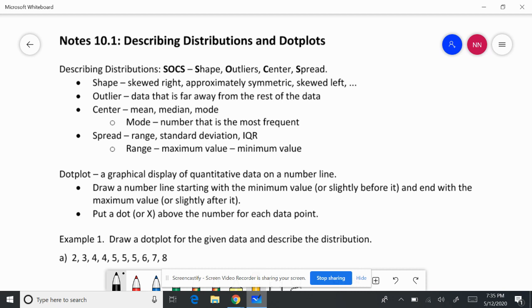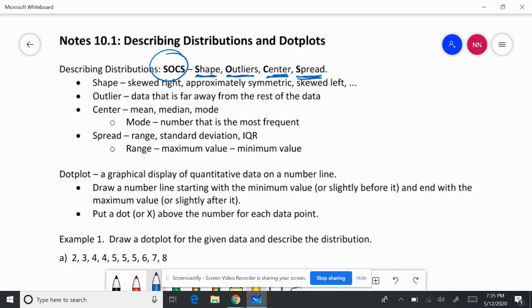We're going to move into our last unit, which is statistics. Today, what we're going to do is describe data and look at dot plots. When we're describing data, we're going to use the acronym SOCS. What SOCS stands for is the shape of the graph. We see if there's any outliers. We see the center of the graph, and we're going to look at the spread of the graph. So we're going to state those four things with each of our graphs.